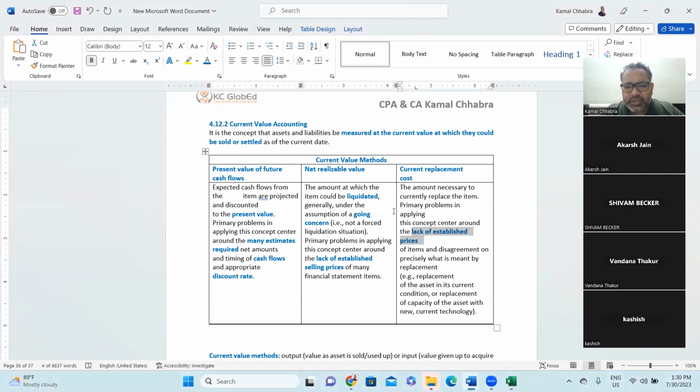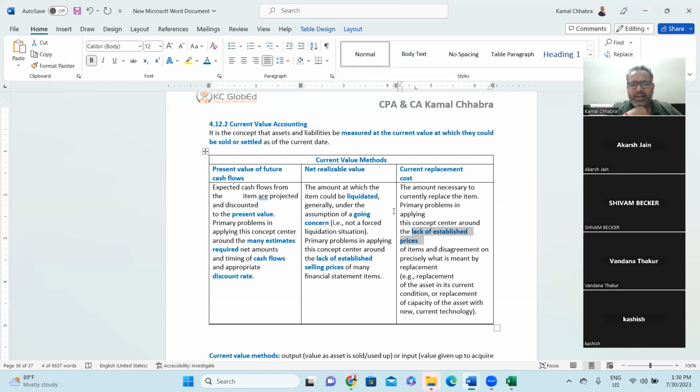So there will generally be a lag in the established price of the item and disagreement on precisely what it meant to be the replacement. So for example, replacement of asset in its current condition, or replacement of capacity of asset with new or current age technology, which we are discussing. So will you consider that replacement only on account of current condition, or will you consider the factor which is replacement of the capacity of asset with the new age or current age technology?